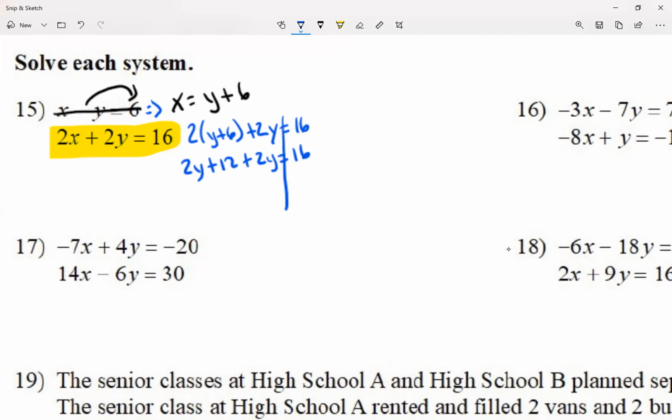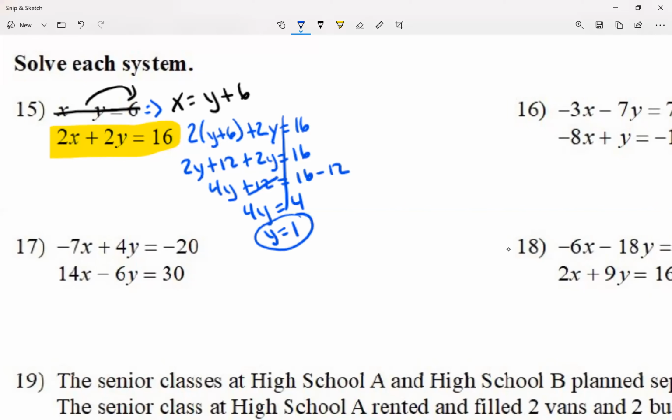Separate my sides at the equal sign. I see y's, 2y plus 2y. Let me combine my like terms. So I'm going to call this 4y plus 12 is equal to 16. Again, I'm combining my like terms. I want y by itself. So this plus 12, let me move it over as a minus 12. Got to switch the sign. So I get 4y is equal to 4. Let me divide both sides by 4. So y is equal to 1. Cool. I have one of my values.